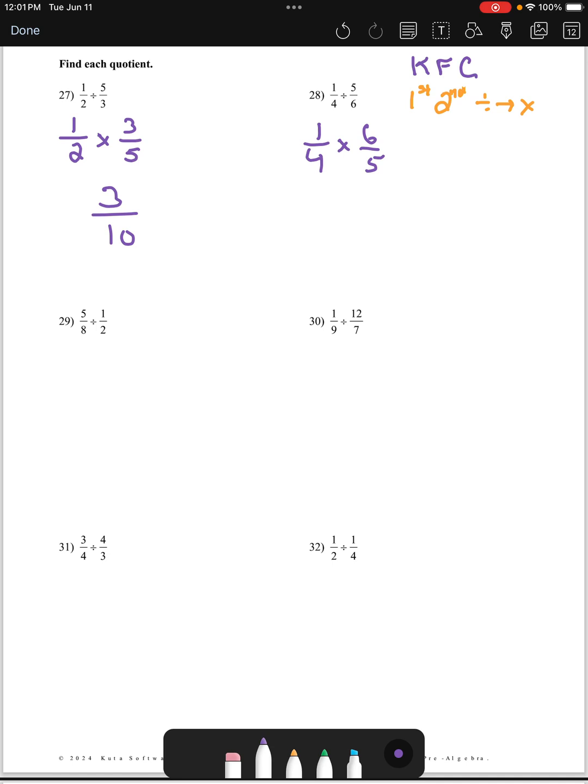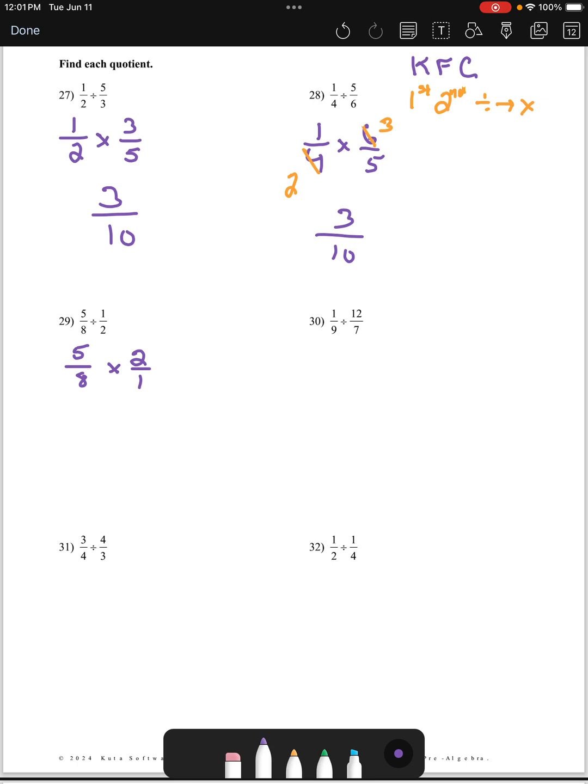Keep the first fraction, so 1/4 is 1/4. Flip the second fraction. 5/6 becomes 6/5. Change the division sign to multiplication. Now here, the 4 and the 6 will both simplify. They can divide by 2 to become a 2 and a 3 respectively. 1 times 3 now is 3. 2 times 5 is 10. Again, we get 3/10.